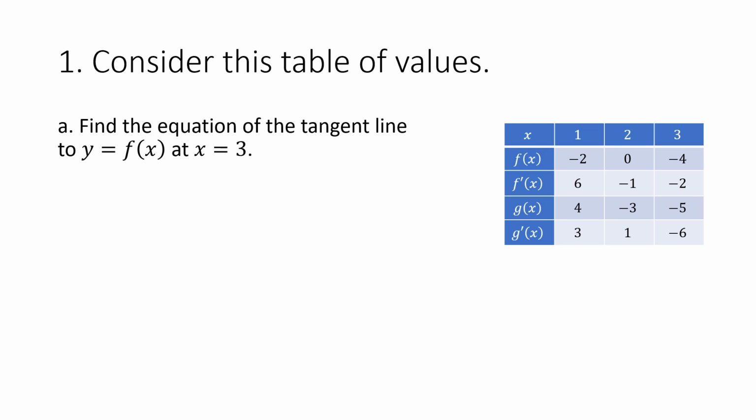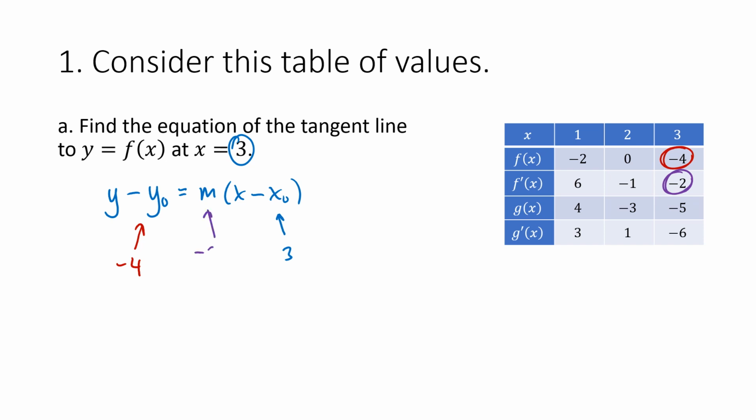So remember that when we're looking for an equation of a tangent line, we're going to be using our point-slope form of the equation of a line, which is y minus y0 equals m times x minus x0. The x0, that's the x value that they gave us. That's this 3. Now the y0, that's just going to be f of 3, which I can look in my table and see that f of 3, that's negative 4. And then what about the m? Well, the m is going to be the slope of my function at x equals 3. That's going to be negative 2, so that's what I'm going to put in here for this m.